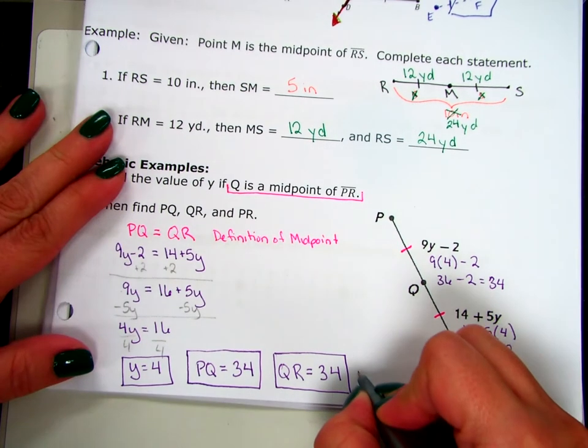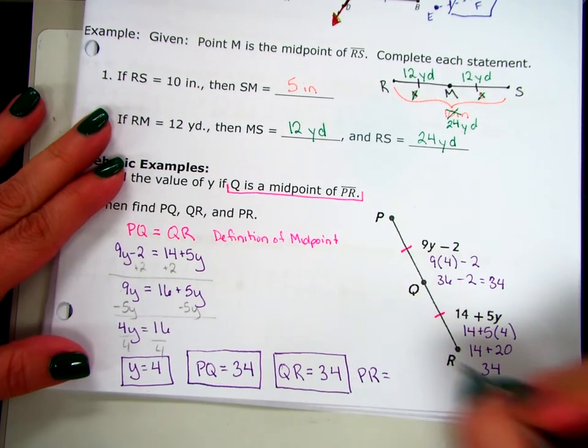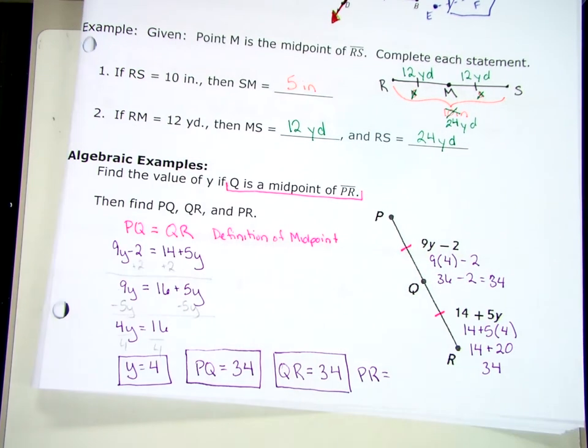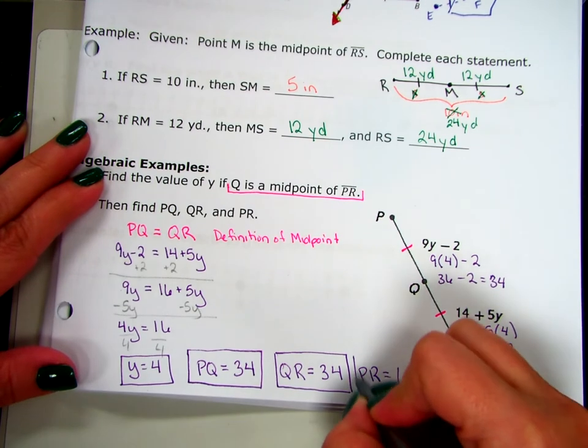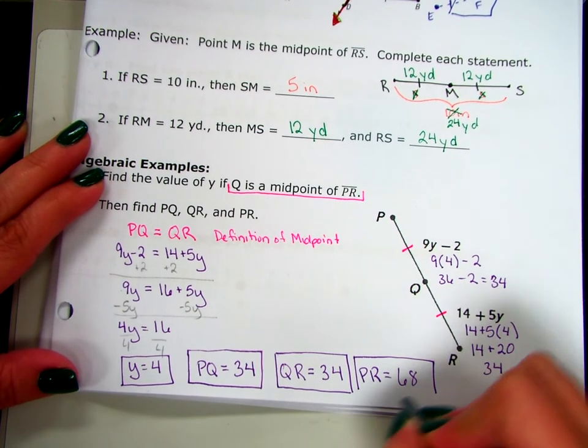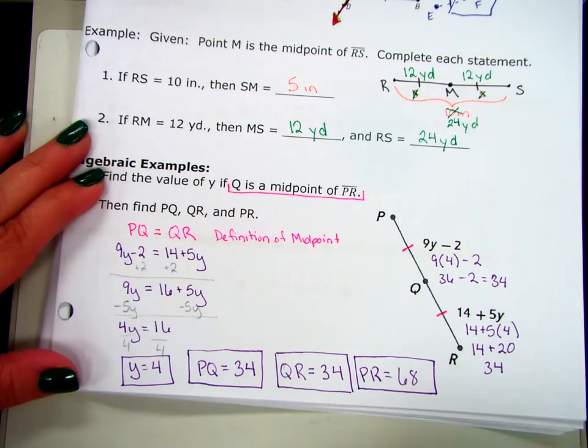How far is it from P to R? 68. Yeah, we just add them together. Do you remember what the postulate's called if we were doing a proof? When you add this segment to this segment and you get the whole thing? The segment addition postulate allows us to say that PR is 68 units.